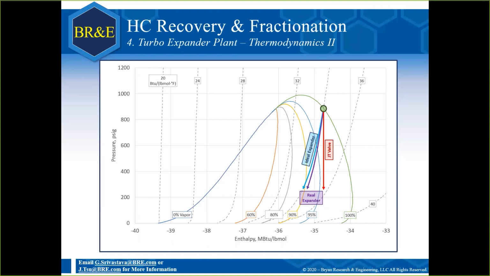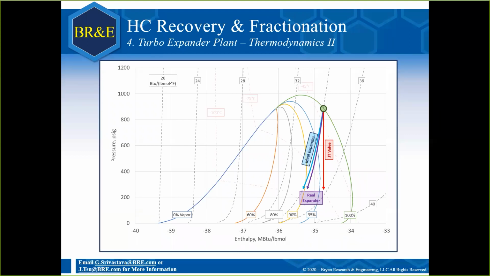Normally, the isentropic efficiency is in the range of 70% to 90%. As a result, we'll experience this line to be a lot closer to the ideal expander than it is to the JT valve. So what's the significance of the different curves and movements?